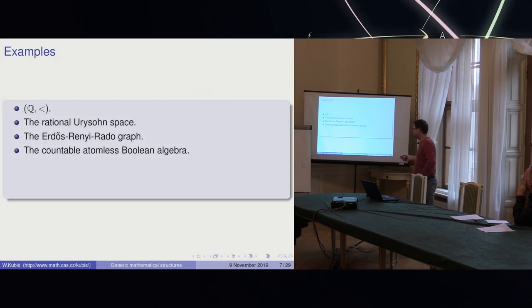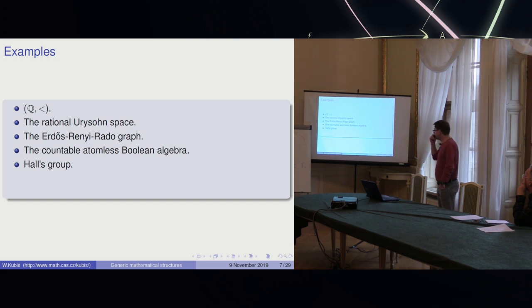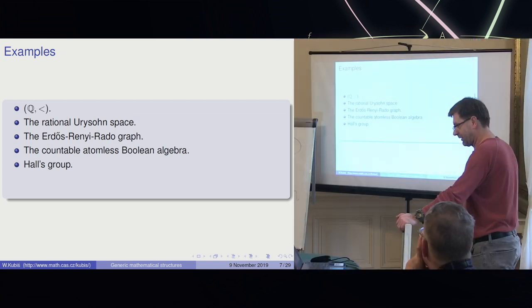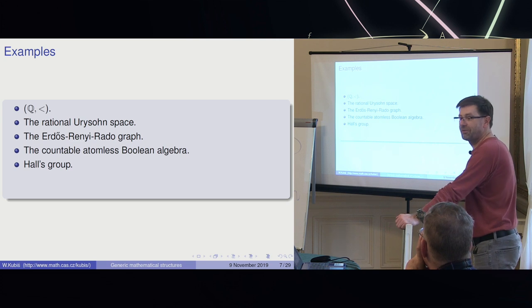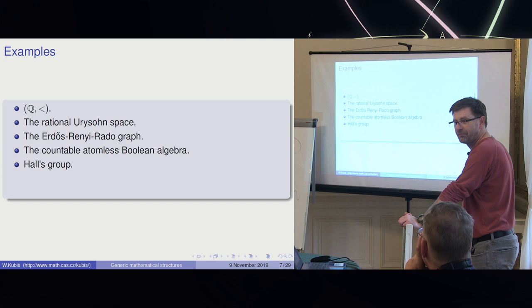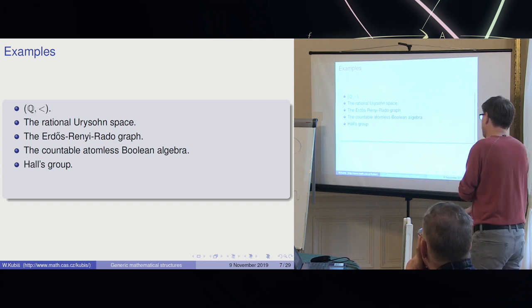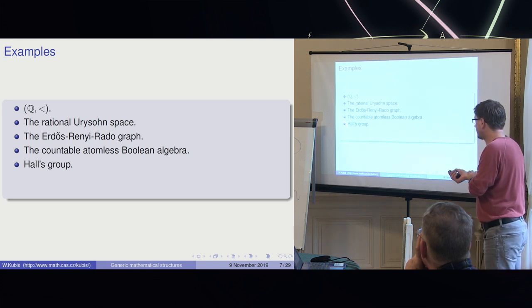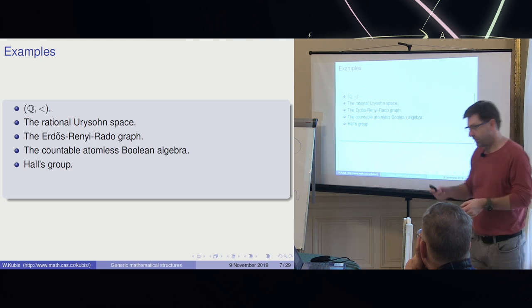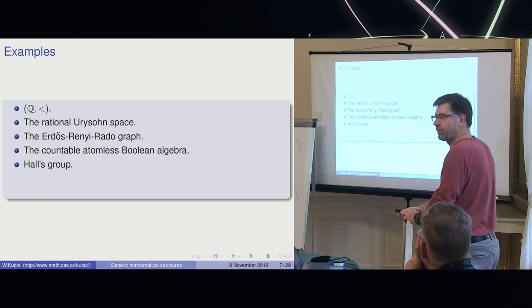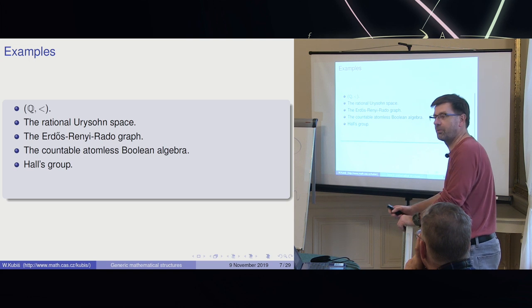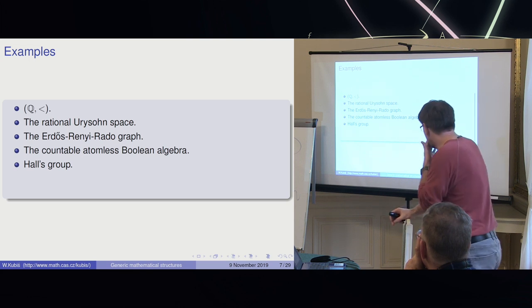Another example, the countable atomless Boolean algebra, of course. These are algebraic objects already, so it's easy to check that everything works here. There is another object. It was Philip Hall who constructed a quite interesting countable group, which is locally finite. What does it mean? Every finite subset generates a finite subgroup, so all finitely generated subgroups are finite. And he proved that all finite groups are inside, and moreover, every isomorphism between finite subgroups extends to an inner automorphism, even stronger homogeneity, without knowing Fraïssé limits. He did it explicitly.